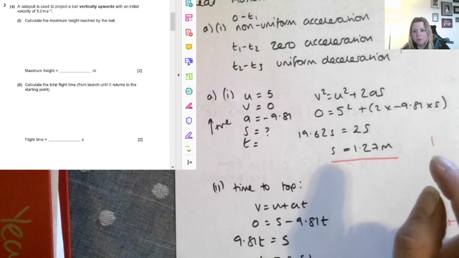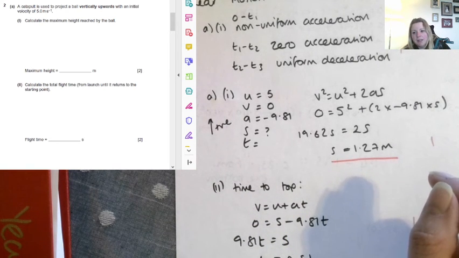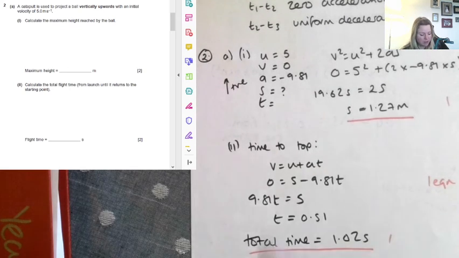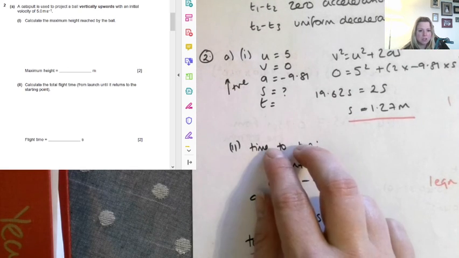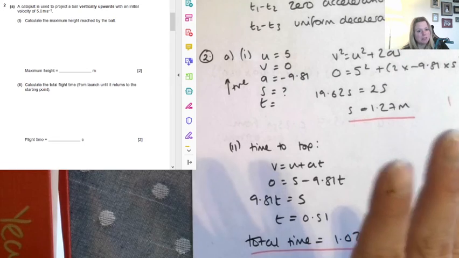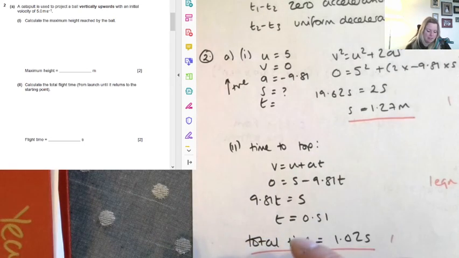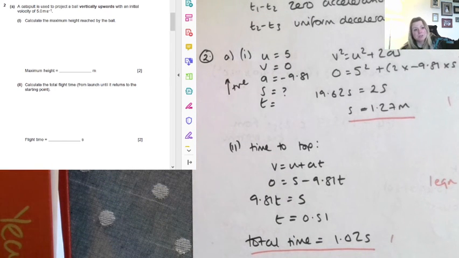Now, for part 2, calculate the total time, the total flight time from the launch until it returns to the starting point. So, see what I have done here. You can see I'm just reminding myself because this is such an easy place for silly mistakes to happen. So, the time taken to go up to the top is going to be half of the total time because it's going to take the exact same amount of time to come back down again.